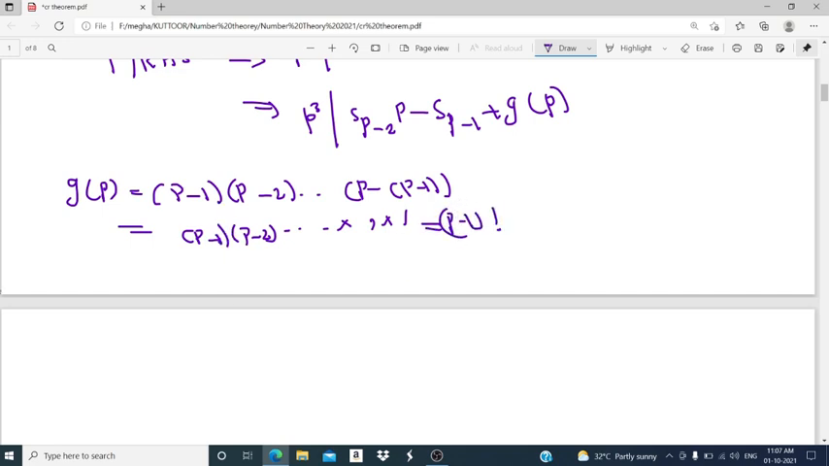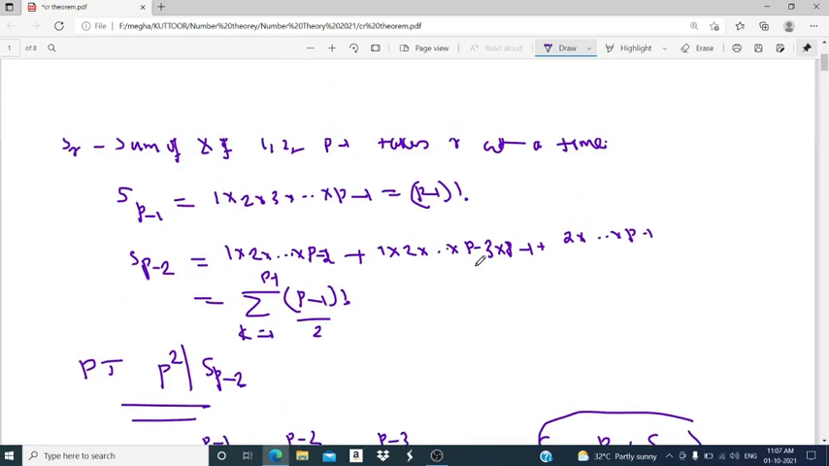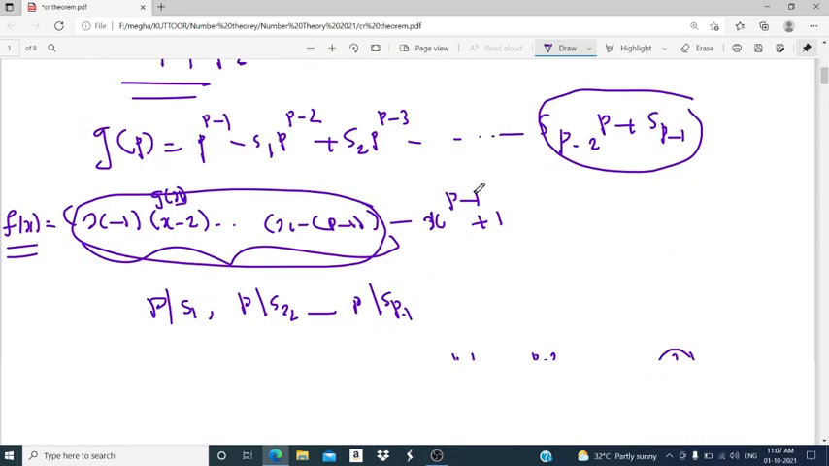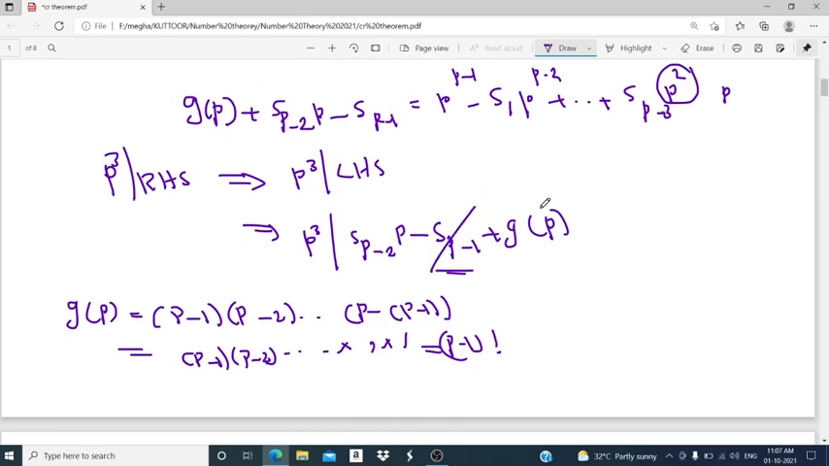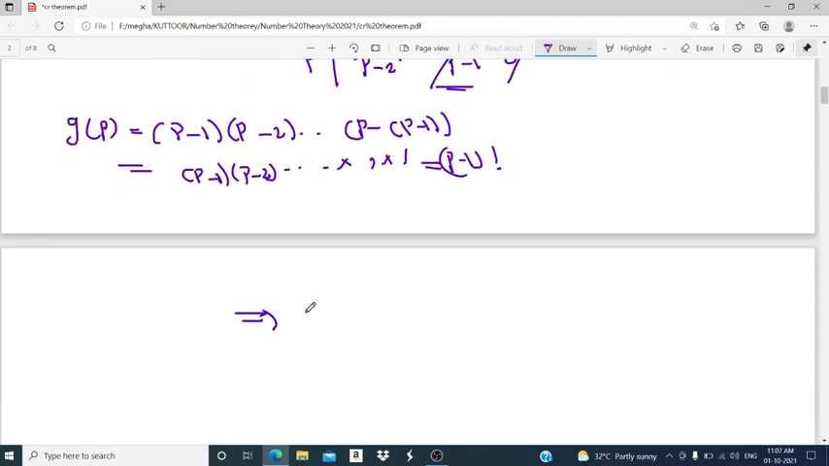So g of p is (p minus 1) factorial, and we already saw that s_{p-1} is also (p minus 1) factorial, the last constant term. Therefore, we can cancel the two terms. Therefore, we will get p cube divides p into s_{p-2}, or we can say that p square divides s_{p-2}.